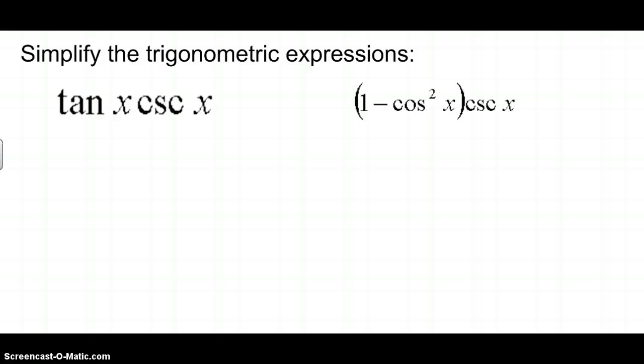Simplify the trig expressions. Our goal with simplifying, most of the time, is going to be to try to write less than what we started with. So right here we have two functions, tangent of x and cosecant of x. So we'll look at this example first. Right now I'm writing two different things. So I'm going to use some identities and see if I can't get anything to cancel and simplify.